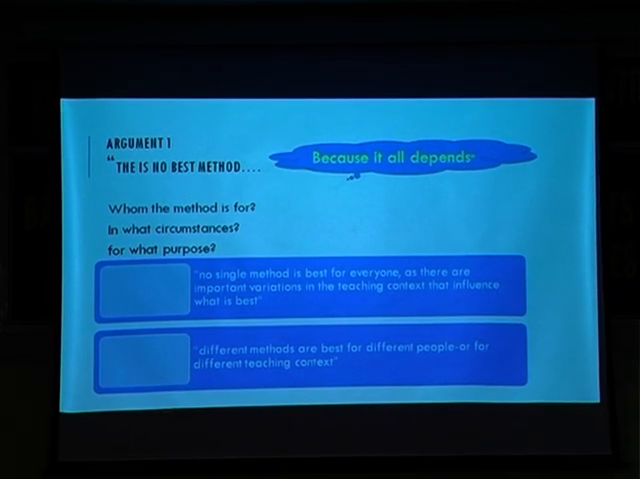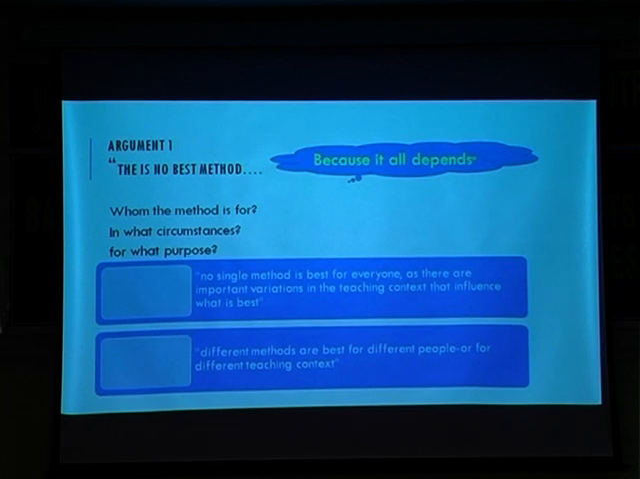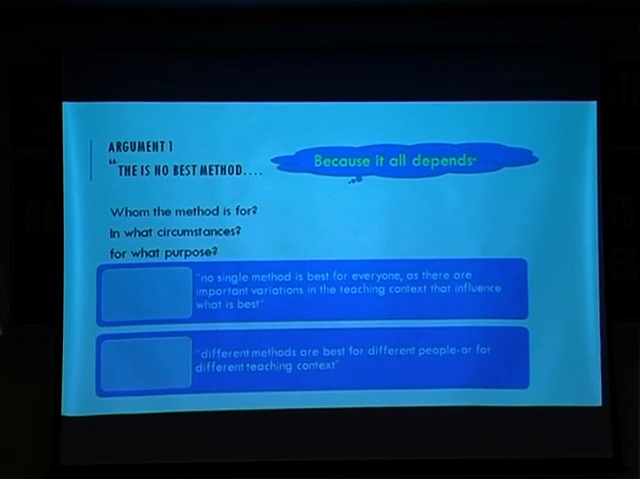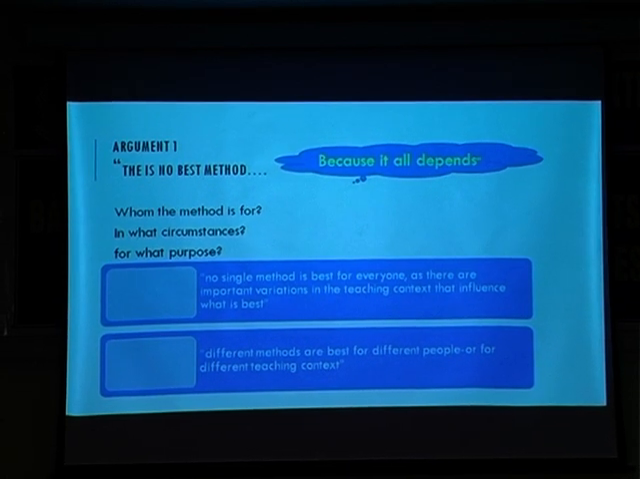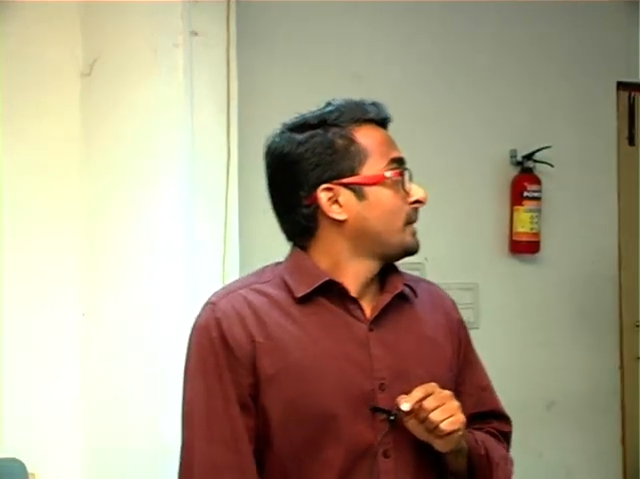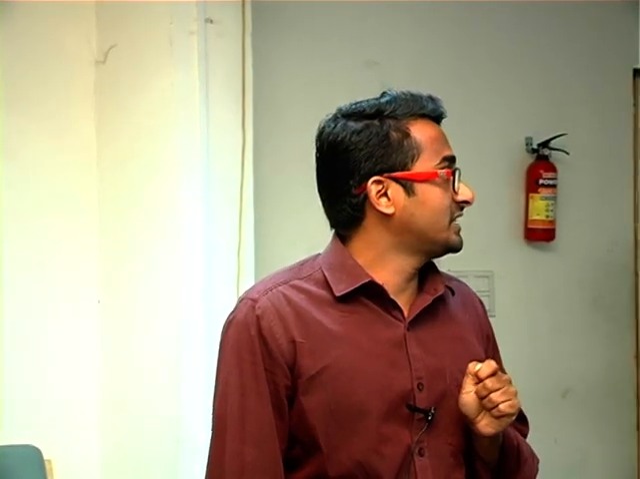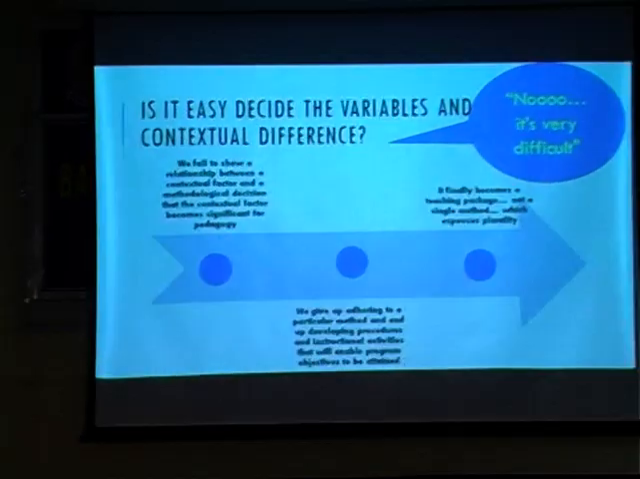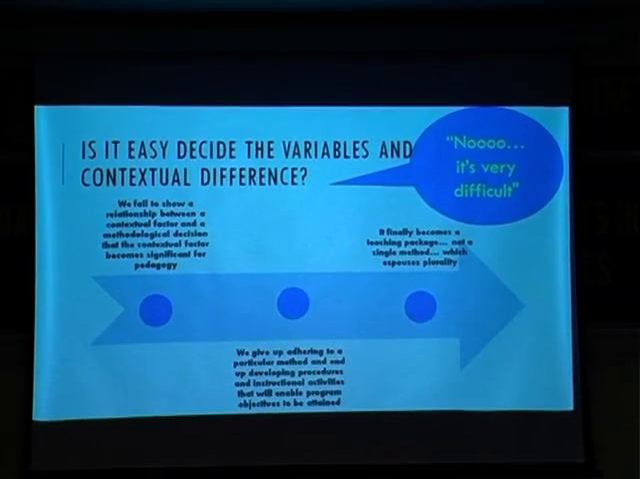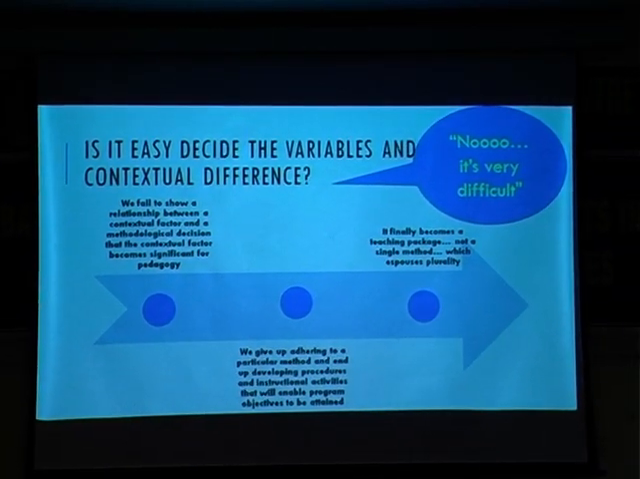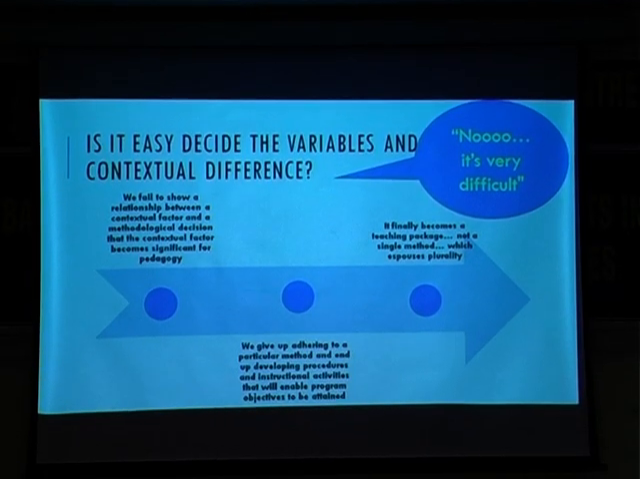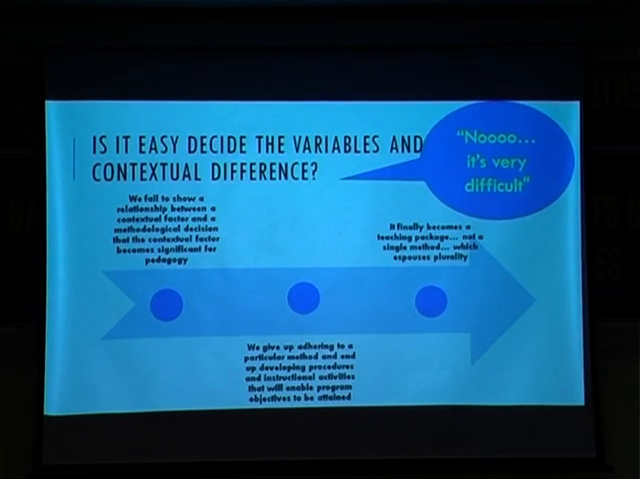Is it possible to identify and fix or control the different variables and the different contexts here? If it is possible, we can say that a particular method is best. But unfortunately, this is not possible. The contextual difference, and to identify and control the variables in that, is not very easy. The problem is we fail to show a relationship between the contextual factors and the decision that we make about the methodology that we are going to apply.